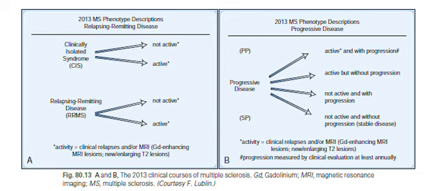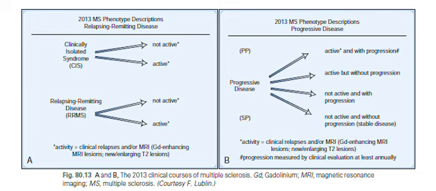Conversely, if a patient remains entirely free of clinical attacks and displays a stable radiological profile, they are categorized as not active. This definition emphasizes that subclinical MRI changes alone are enough to escalate a patient's classification to active, demanding an immediate reassessment of their disease-modifying therapy.